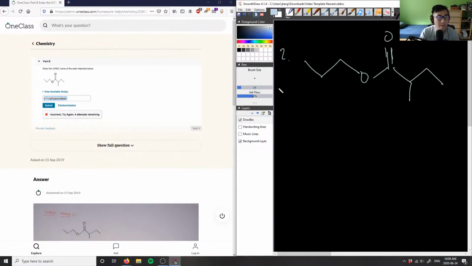Whenever we're naming organic compounds, we have to follow some specific rules. We want to first find the longest chain, and we want to find which functional group has the highest priority. In this case, the question gives us a very massive hint: it says to enter the IUPAC name of the ester. So we know for a fact here is an ester, and we know that because we have the C double bond O here, and this here is the ester group.